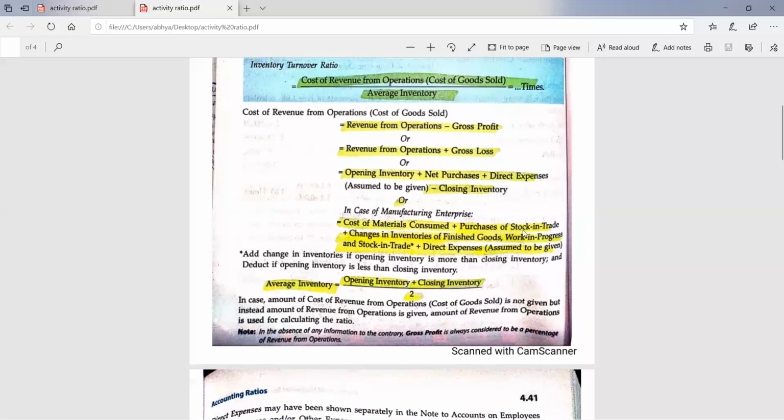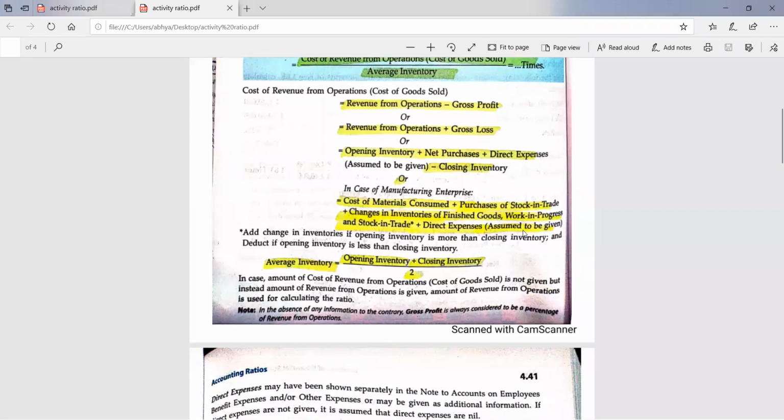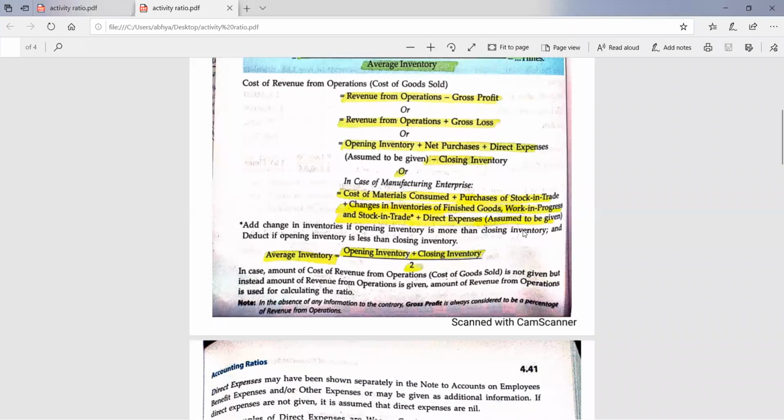And if no information is given in the question about direct expense, we will assume it zero, because it's written in brackets that it is assumed to be given. If not given, then we will assume it zero. Opening inventory, that is opening stock, plus net purchases plus direct expenses minus closing stock. This formula also we have done in 11th class. Suppose the business is a manufacturing business, then this formula will be applied. So it depends on the information given which formula you have to apply. If the information is given in this manner, then you apply it in this manner.